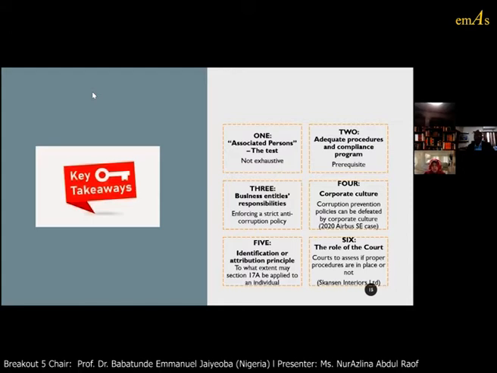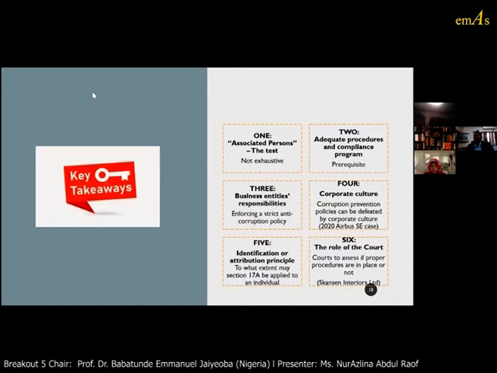Fifthly, the identification or attribution principle. The issue is to what extent Section 17A can be applied to an individual. Lastly, the role of the court. The court is the one to assess if there are proper procedures or not.